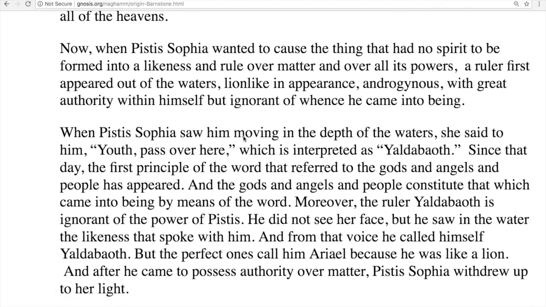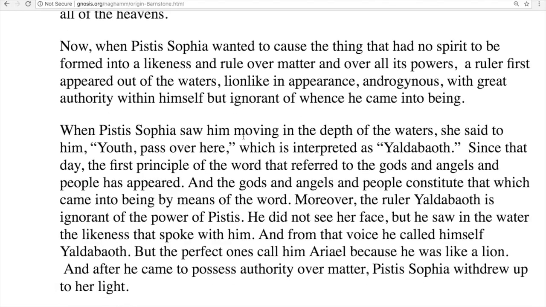When Pistis Sophia saw him moving in the depth of the waters, she said to him, "Youth, pass over here." In other words, naivety. She's saying that Yaldabaoth, you are naive. Come over here, meaning come toward wisdom. Come towards faith. This is an invitation to ascend, which is interpreted as Yaldabaoth. So this is what you must ultimately understand. This is what this word means. It means the naive one that through its ignorance allows for a process of ascension. Not transcendence, but ascension. So she's saying, youth, pass over here, meaning naive one, ascend toward wisdom, toward me.